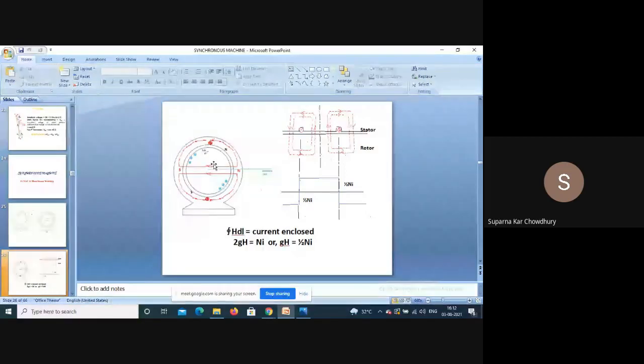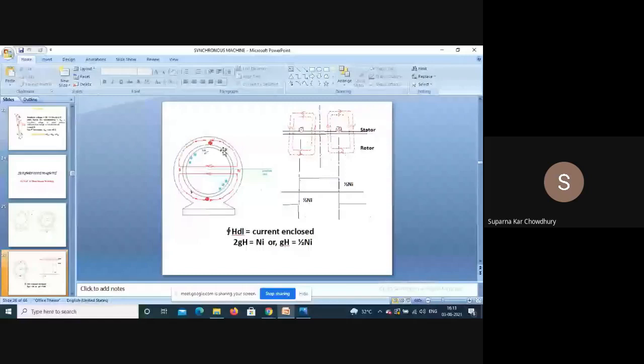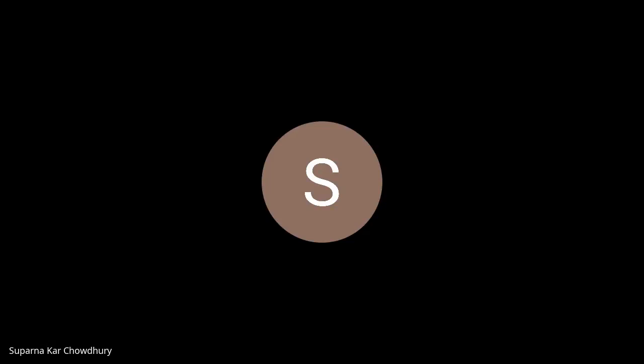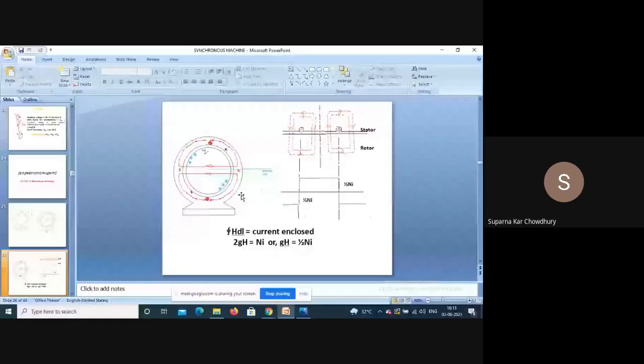Here we assume that the stator and rotor are both made of iron, and iron is infinitely permeable compared to air. This is the air gap between the stator and rotor. So it is assumed that all of the MMF is necessary to create the flux across the air gap. The iron portion does not consume any MMF. There it will require some MMF, but that is small compared to the MMF required for the air gap. So this is a simplistic assumption.